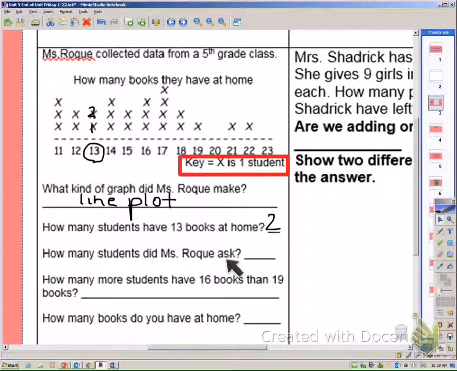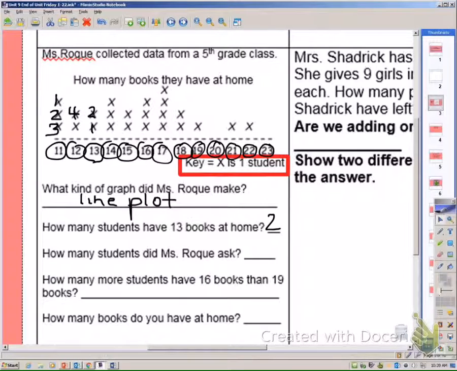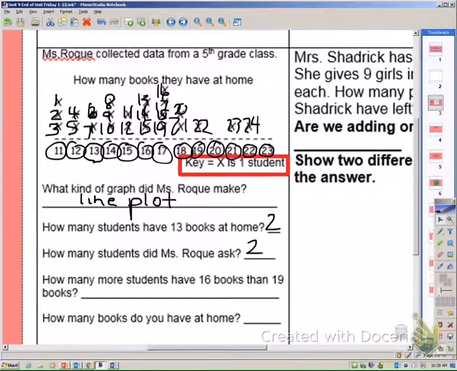How many students did Miss Roque ask? So now I need to look at all of the numbers. So I have to count all of these X's. So I'm going to go 1, 2, 3, 4, 5, 6, 7, 8, 9, 10, 11, 12, 13, 14, 15, 16, 17, 18, 19, 20, 21, 22, 23, 24. So she asked 24 students.